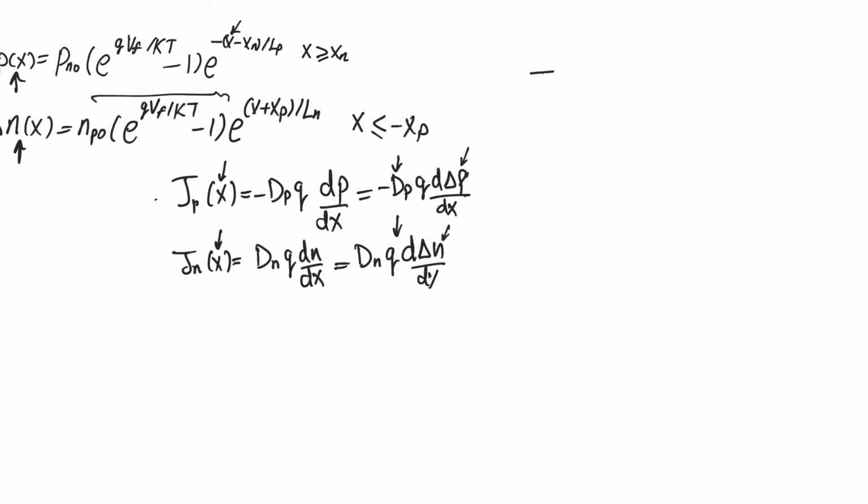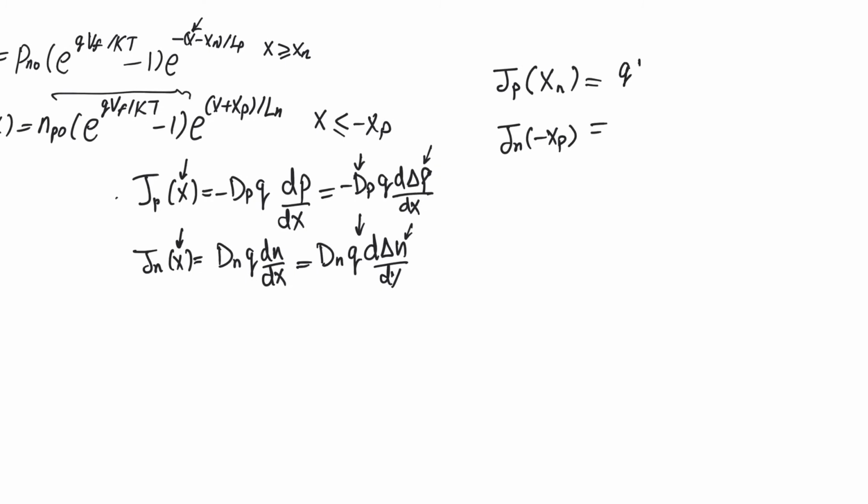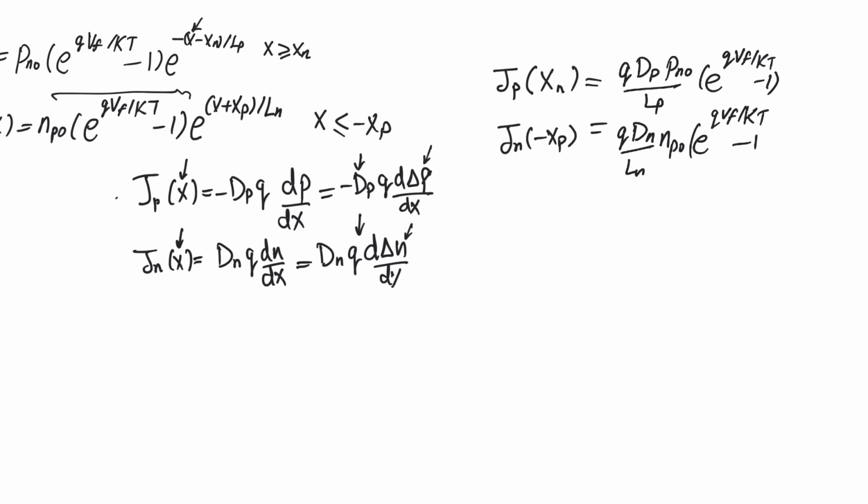But actually, what we really care about is Jp at xn and Jn at minus xp. So these are the two currents that we care about. And if we calculate these two currents, we'll find that Jp of xn is equal to q Dp pn naught divided by Lp into e to the power of q v forward by kt minus 1. And for Jn of minus xp, it's going to be pretty similar, except we have q Dn by Ln times np naught into e to the power of q v forward by kt minus 1.